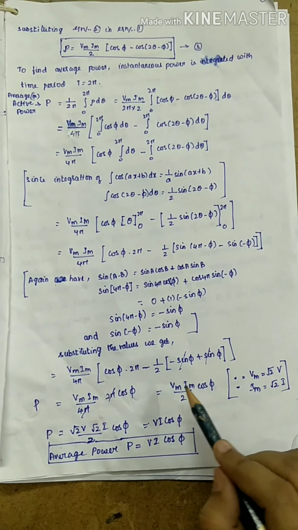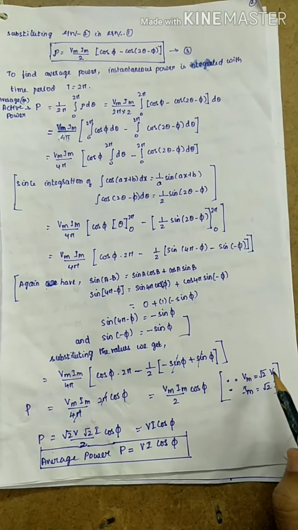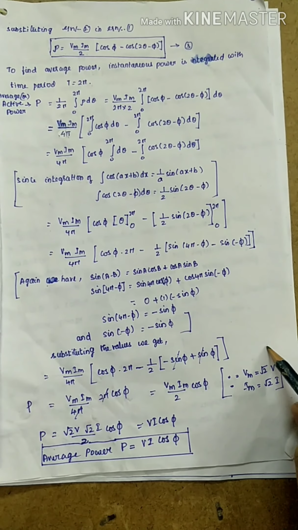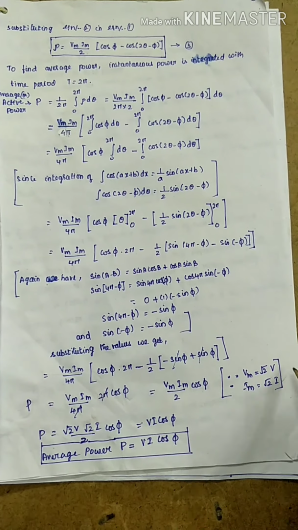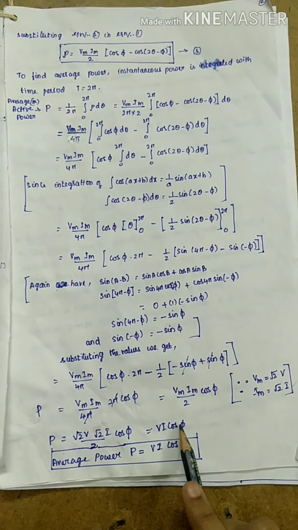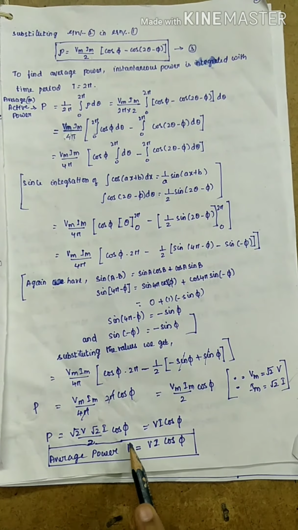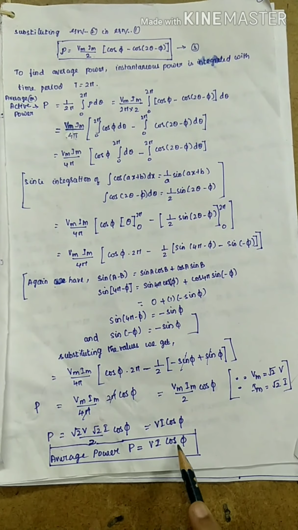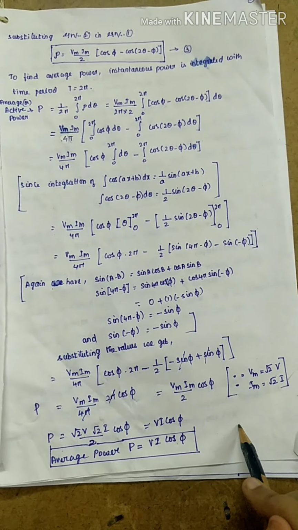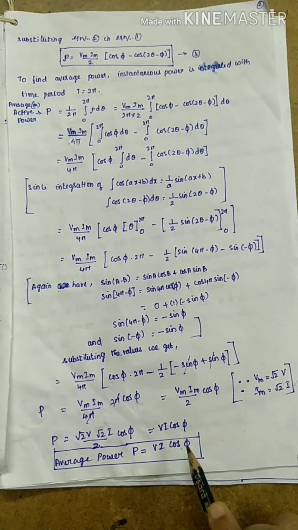Here Vm is equal to root 2 V and Im is equal to root 2 I. I substitute these values since they are the RMS value of voltage and the RMS value of current. By substituting, I get P is equal to VI cos phi. So this is the average power. The formula for average power in an AC circuit is P is equal to VI cos phi. The power in an AC circuit and a DC circuit differs.